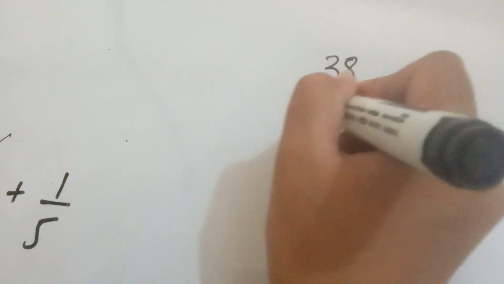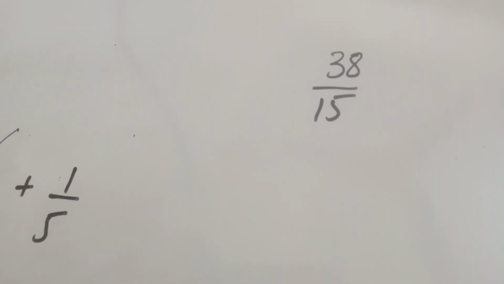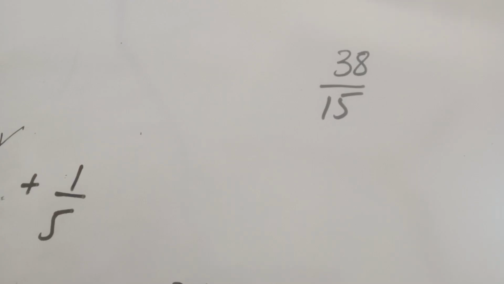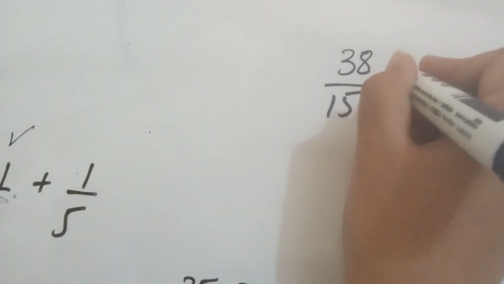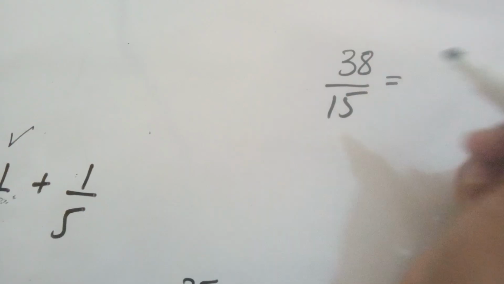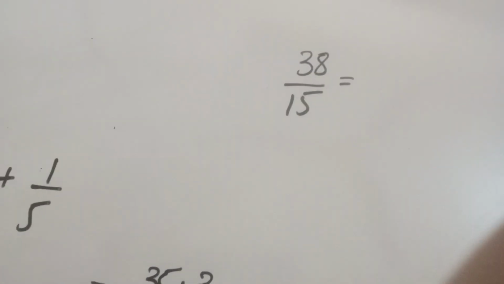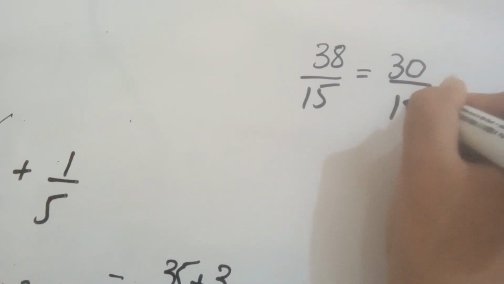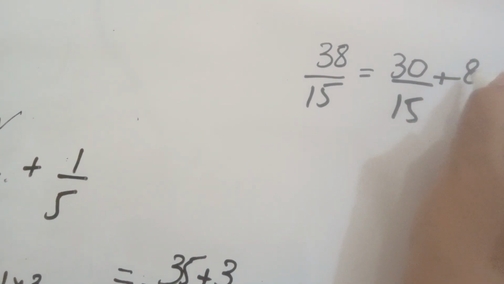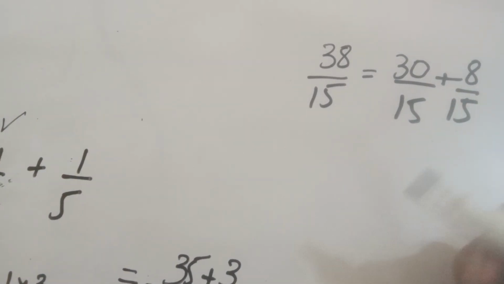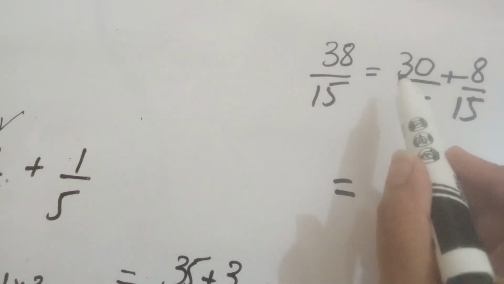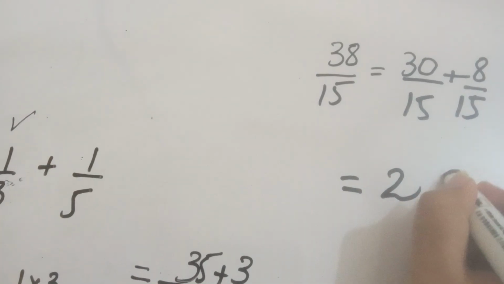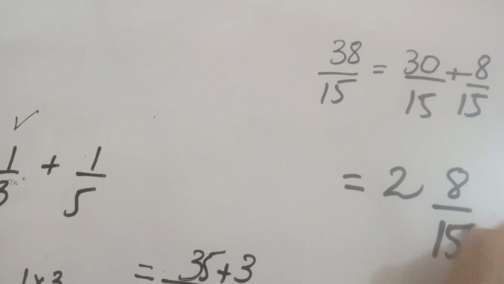38 by 15. What is the 15 times table? 15 times 1 is 15, 15 times 2 is 30. This is the same step that I am doing, you have to do like that. 38 doesn't come in the 15 times table. It means 38 is not a multiple of 15. So I will separate the multiple from 38 and I will write like this. The remaining is 8 by 15. First step is this. Then I will read the table. 15 times 2 is 30, so I will write 2 in front of this fraction and it will become a mixed fraction.